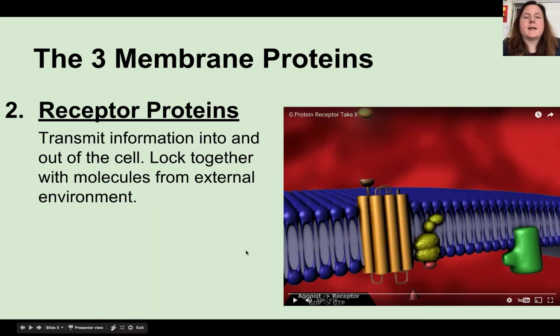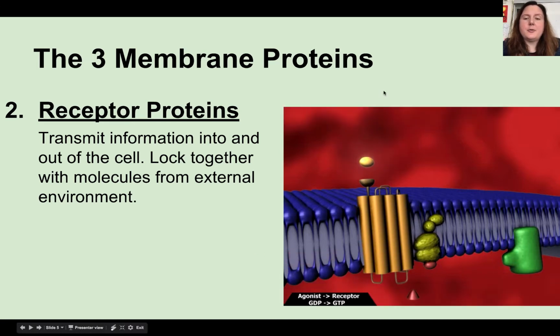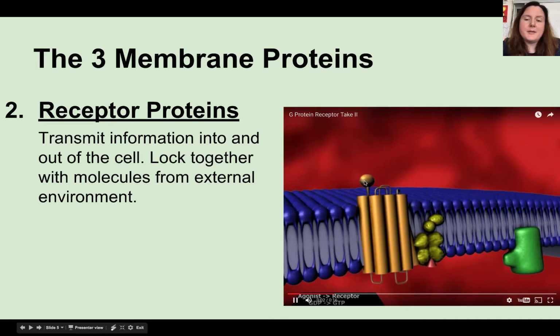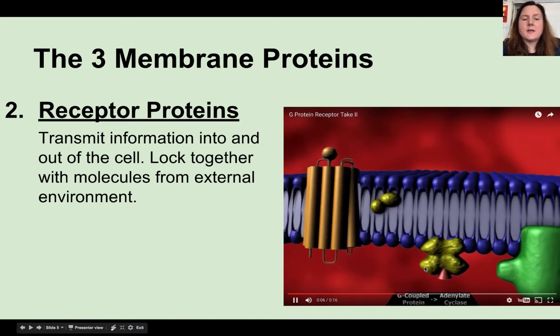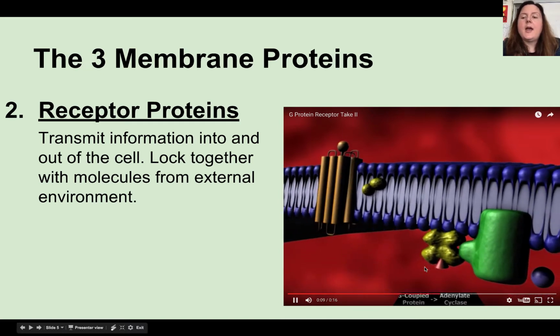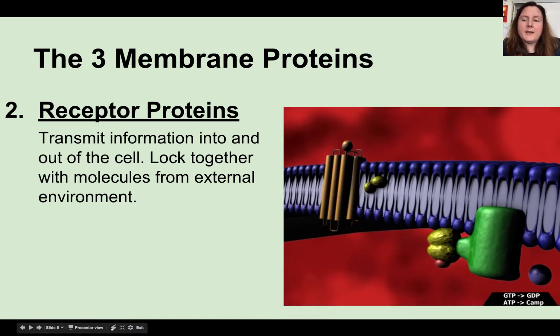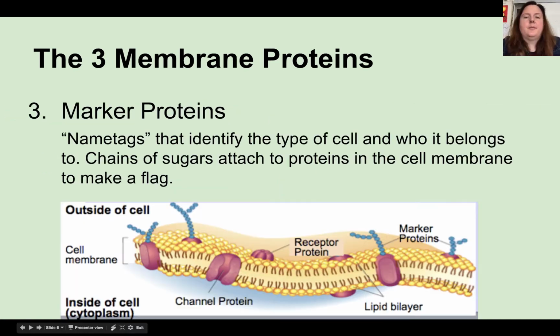Receptor proteins are the second type of membrane protein. What they do is transmit information into and out of the cell. How they work is that an external molecule from outside the cell will lock onto the receptor protein, and it will cause a reaction that takes place inside of the cell, and it will allow the cell membrane to do specific tasks or send specific messages.